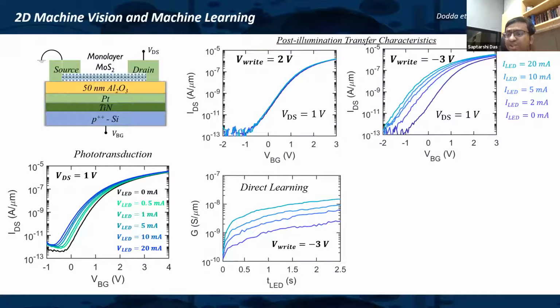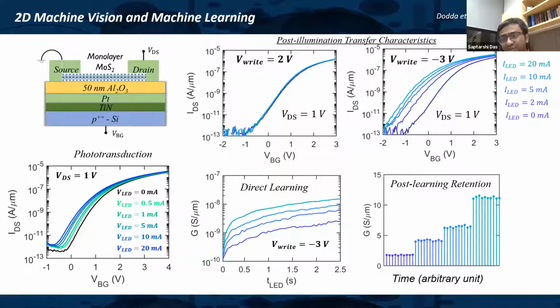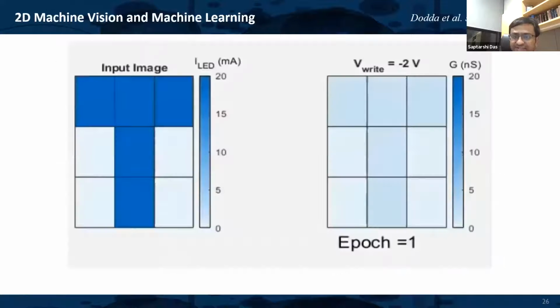So what you can use it for is some kind of direct learning. Because your device now becomes a machine vision sensor with the capability of machine learning, as you keep illuminating the device, you keep trapping more and more charges, and that changes the conductance of the device. And once you remove the illumination, the device actually remembers what illumination level it has seen previously. So your device acts like vision as well as learning.